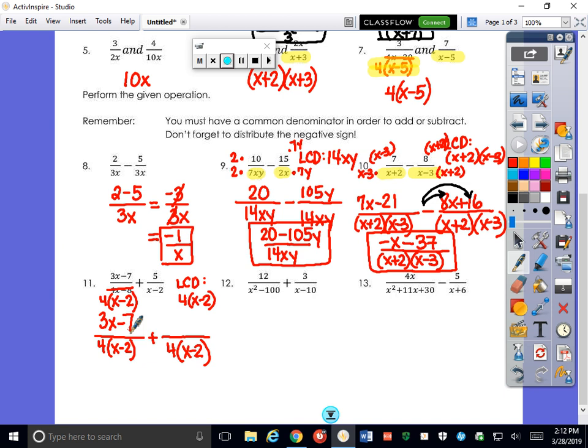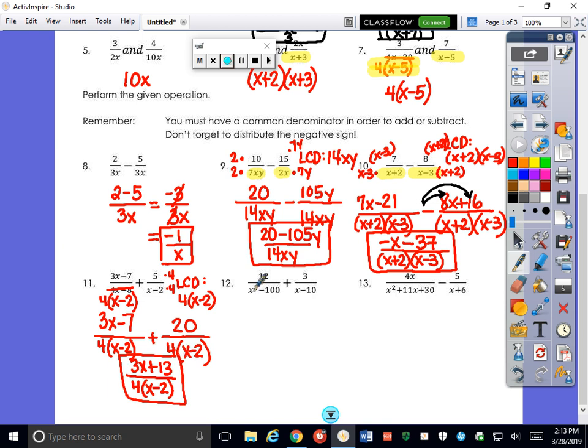My second denominator has an x minus 2, but it needs that 4 in front. So I'm going to have to multiply it by 4, which means I'm going to multiply the top by 4, giving me 20. Now that the denominators are the same, I can add the numerators. So I'm doing 3x, and then negative 7 plus 20 is a positive 13.